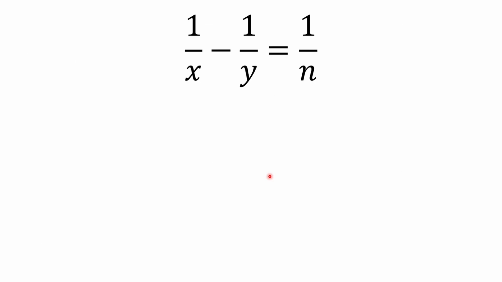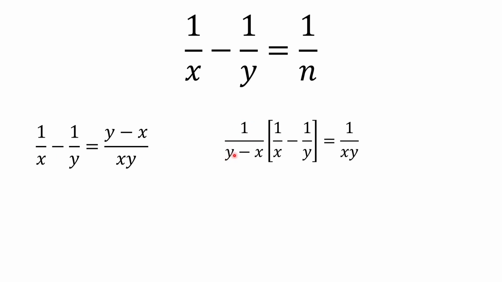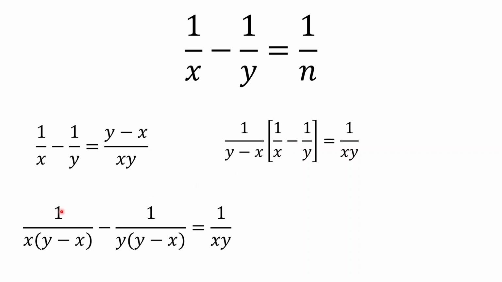Here is the equation. I take the left side and take a common denominator, so this would be y minus x divided by xy. Here what we can do is take this y minus x to this side. So basically 1 over y minus x times this is equal to 1 over xy. And we can spread this one into each term. We get 1 over x times y minus x minus 1 over y times y minus x is equal to 1 over xy. Here we notice that if n is written as xy, and if x and y are not equal, we can actually write n in this format.